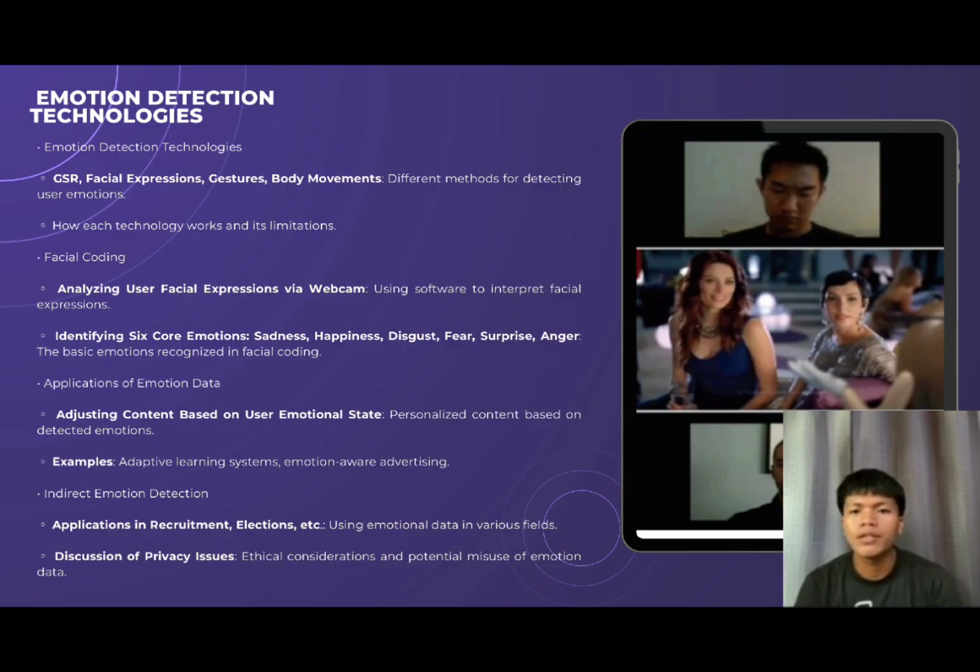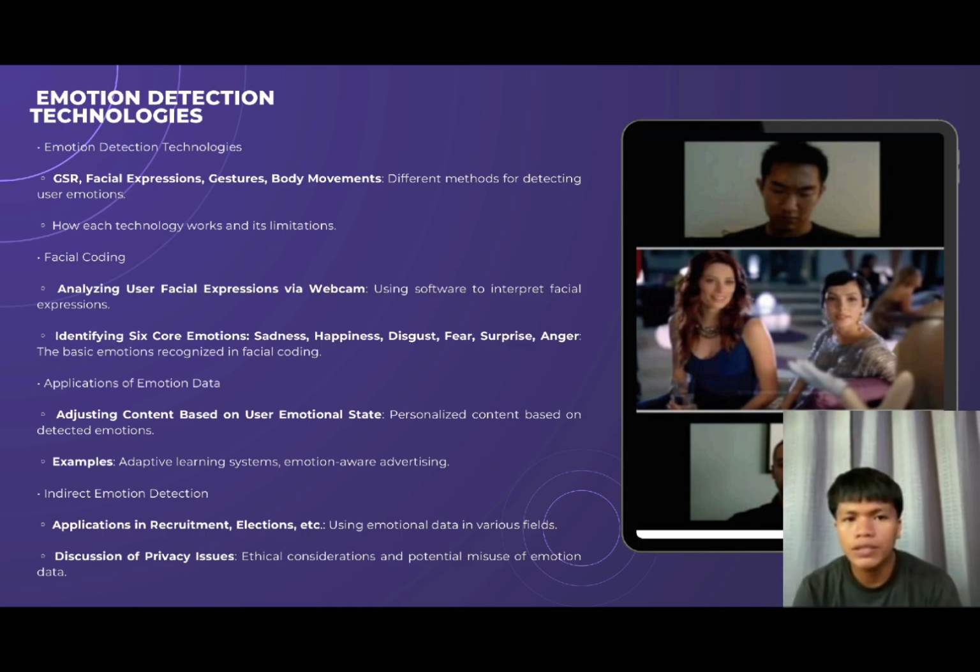So for today's topic, we will be discussing emotion detection technologies. Emotion detection technologies: GSR, facial expression, gestures, body movements, different methods for detecting user emotion. How each technology works and its limitations. Facial coding, analyzing user facial expression by a webcam, using software to interpret facial expression. Identifying six core emotions: sadness, happiness, fear, surprise, anger. The basic emotions recognized in facial coding.